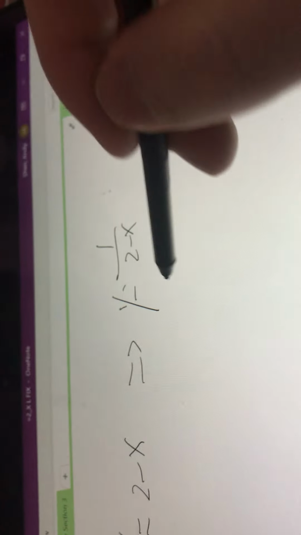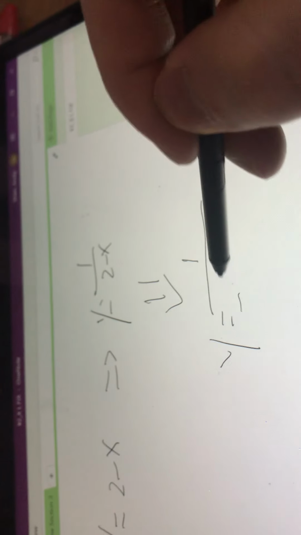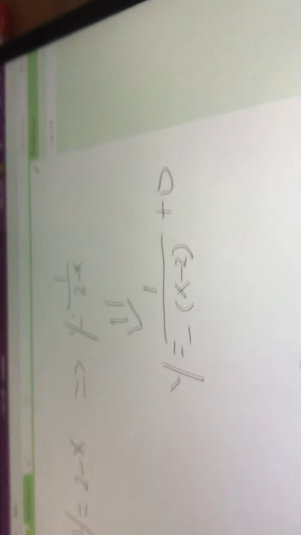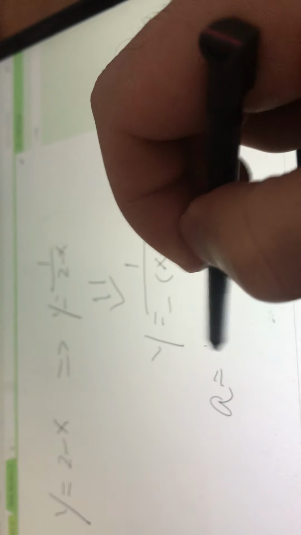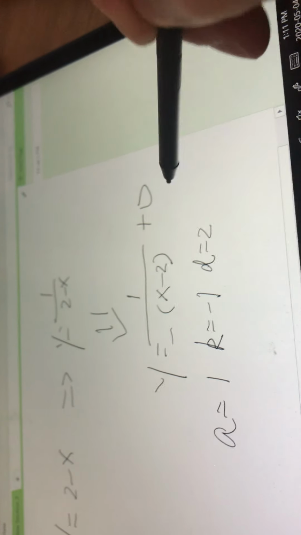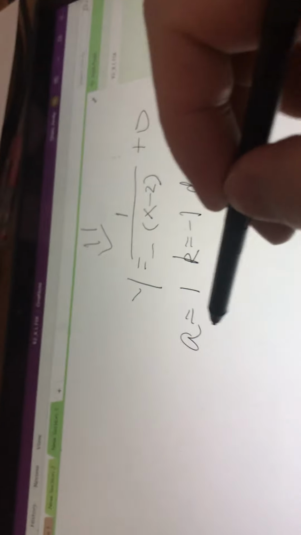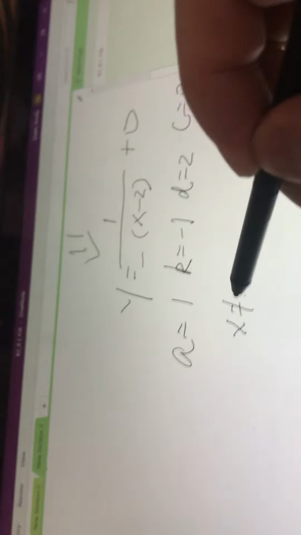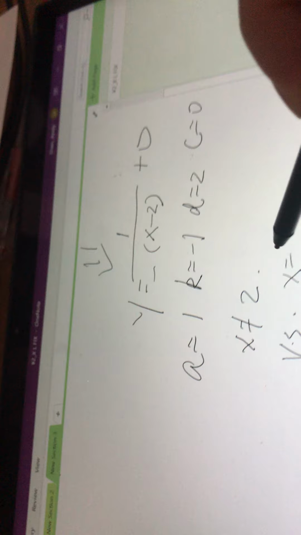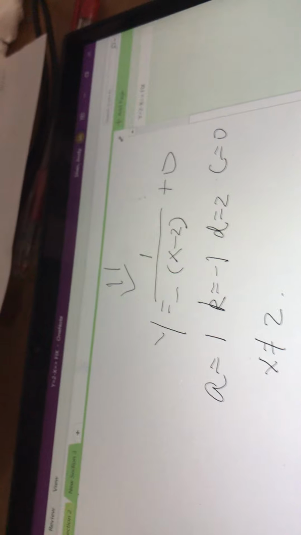Let's convert this one into the standard form. This is the standard form, right? So a equals what? 1. k equals what? Negative 1. d equals what? 2, sorry. c equals what? 0. So the most important things, then you will find that the domain: x cannot be 2. Vertical asymptote is x equals 2. Horizontal asymptote is y equals 0.